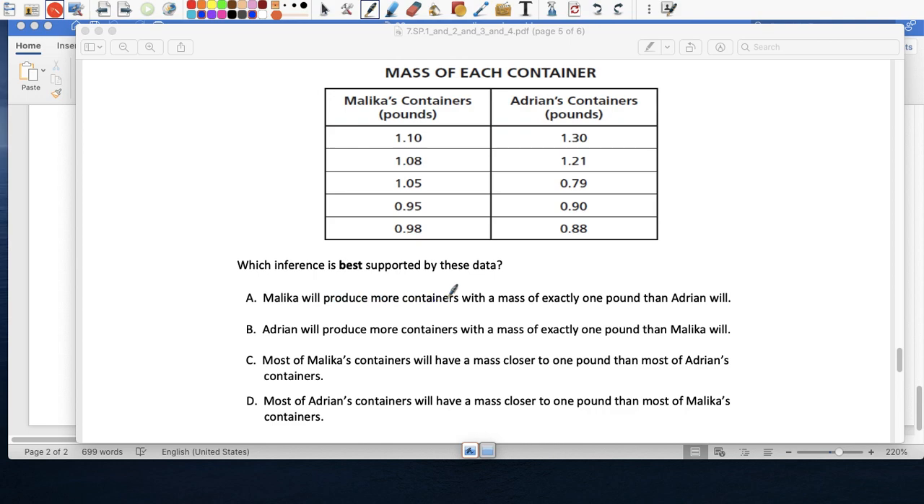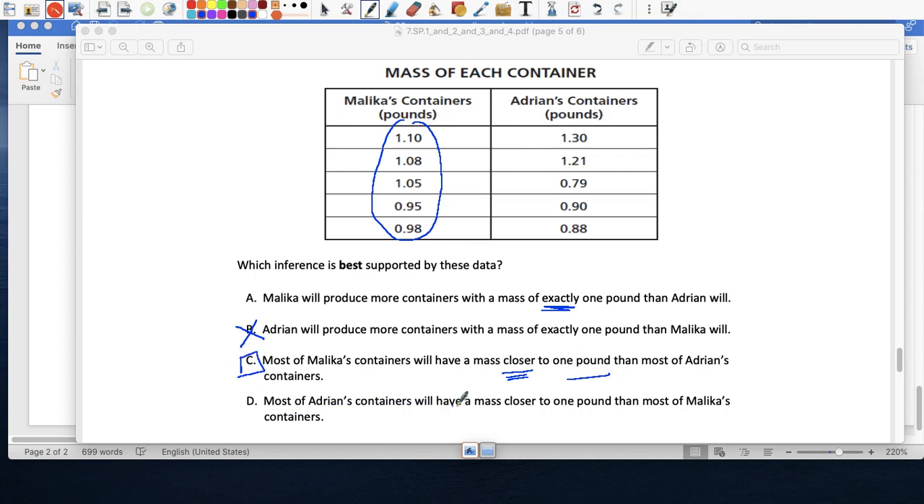Yes, but I have an issue with "exactly," right? Adrian will produce more containers with a mass of exactly 1 pound than Malika did. No, Adrian is definitely too inconsistent, so that's gone. Most of Malika's containers will have a mass closer to 1 pound. Now that's what you want, right? That makes more sense. So most of these containers will be closer to what you wanted or asked for, which is 1 pound. That looks really good.